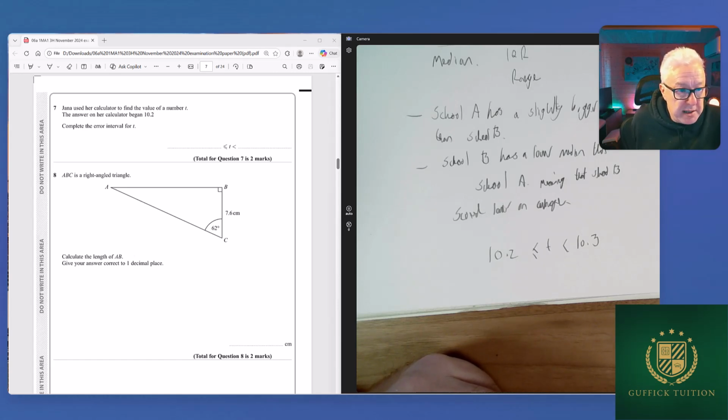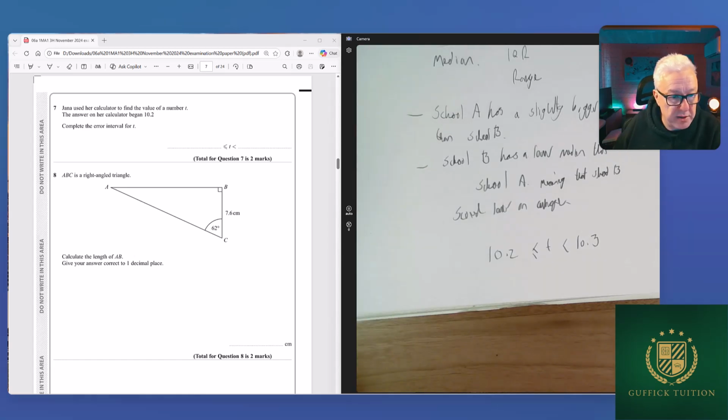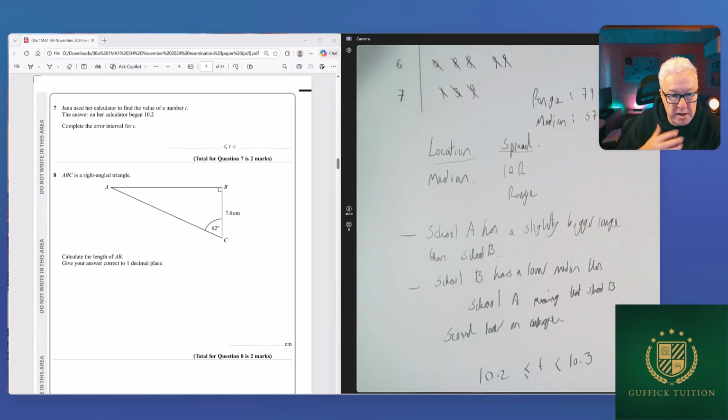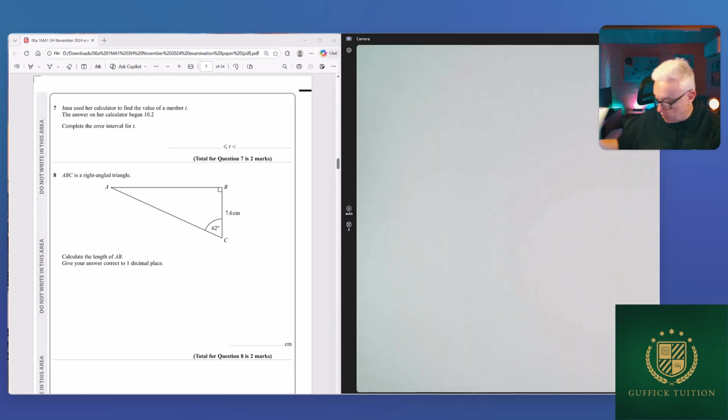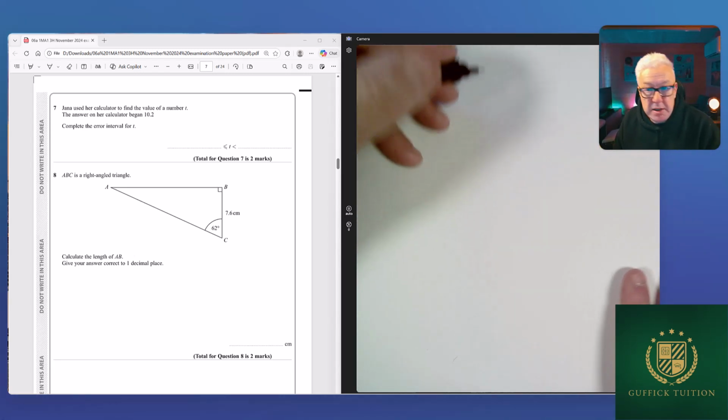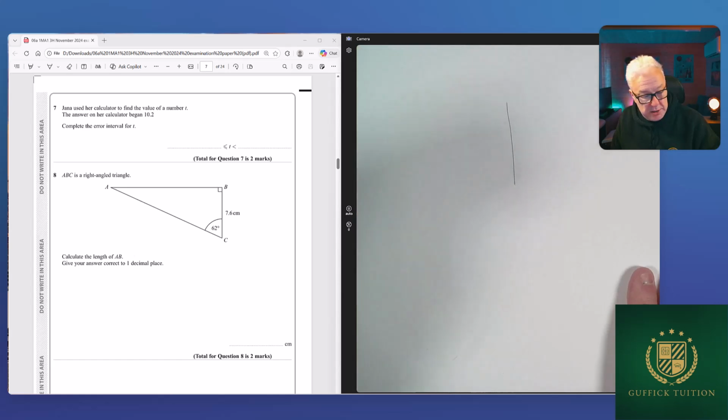Now question 8, it says ABC is a right angle triangle. Calculate the length of AB. Give your answer correct to 1 decimal place. Right, let's have a look at this one. So, little bit of trigonometry. So it's going to be some SOH CAH TOA here. So let's have a look.